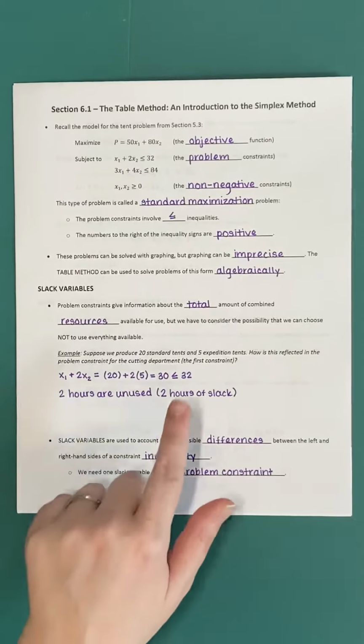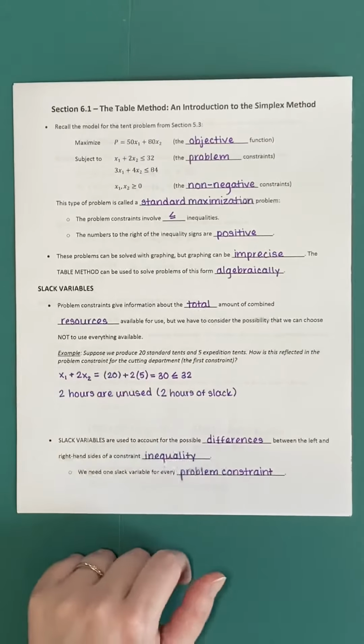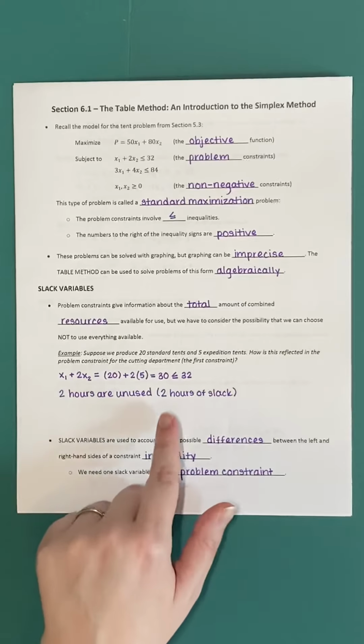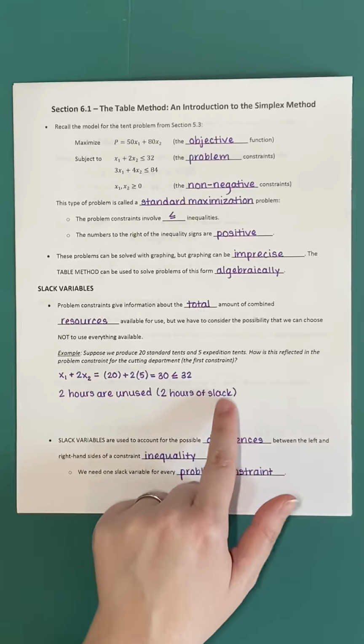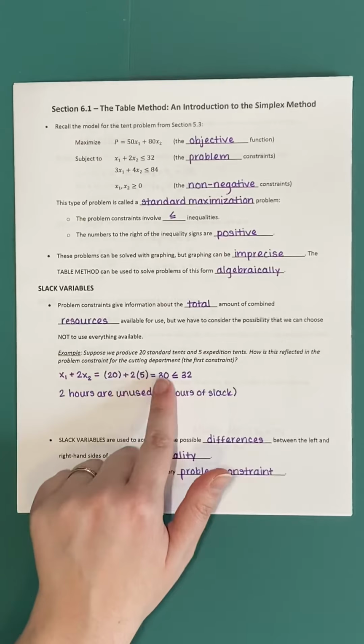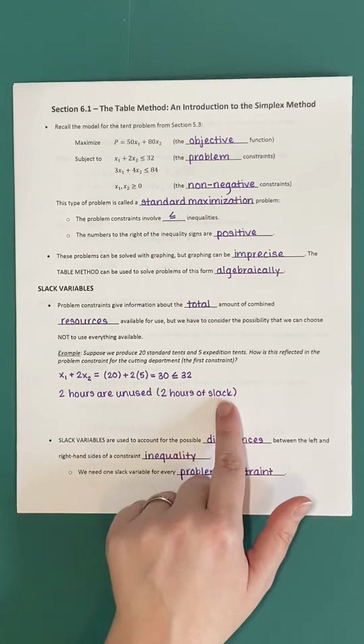What does that mean though? If we only use 30 hours, that means there are 2 hours that went unused, 2 hours in cutting that could have been used that weren't. These 2 hours are what we call slack. Slack is how much we have left over based on us not using all the resources available to us. So if we use 30 hours and have 2 left over, then we have 2 hours of slack.